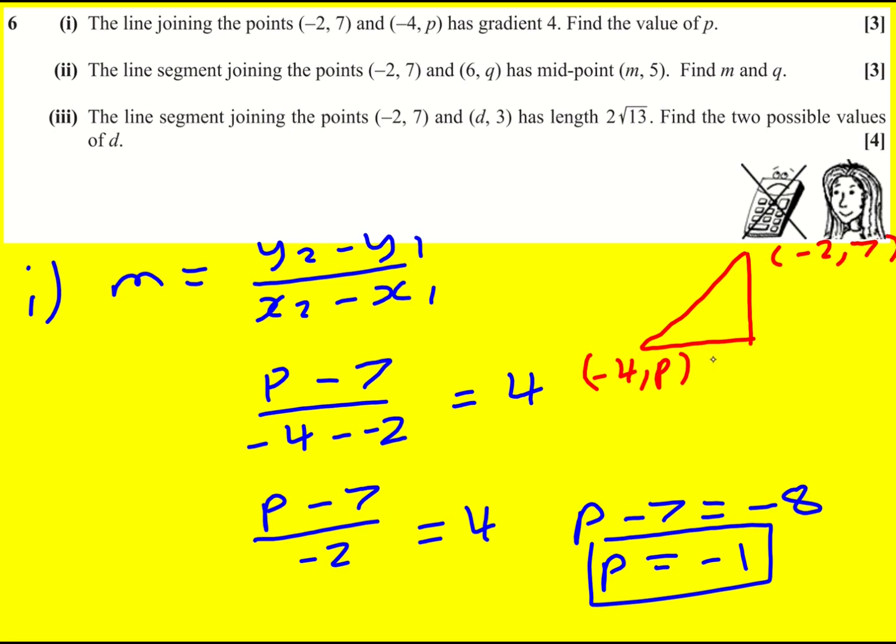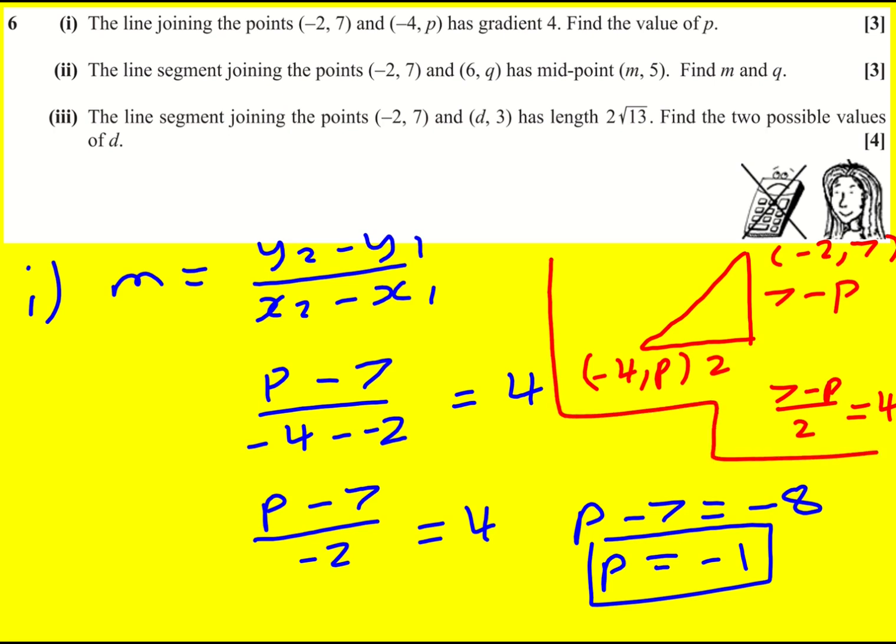Then you can see here that there's a run of 2, and actually I'm going to do 7 minus p, so I'm doing it the opposite way around now. So 7 minus p over 2 would equal 4, and then you'd still get an answer of minus 1. All I'm trying to say here is you could do it geometrically without using this formula. You're still using the same ideas.